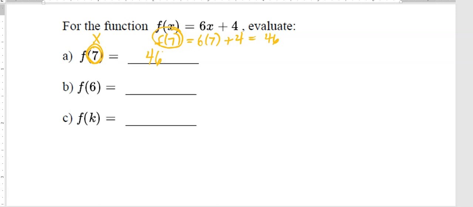Okay, now let's look at part C. So part C says my input is k. So wherever there is an x, I'm going to replace it with k. And so my answer will be just 6k plus 4. So don't make it harder than it is. That's all we're looking for here.